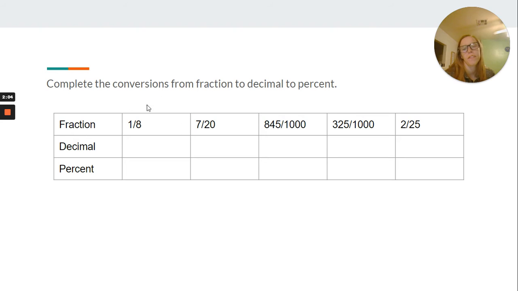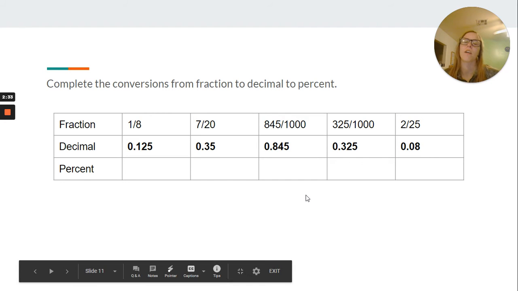But so for the first one, we would take 1 divided by 8. You're always taking the top number divided by the bottom number. So in this case, with a fraction, take the numerator divided by the denominator. And we're going to get 0.125 for our decimal. Okay? Then we continue to the next. 7 over 20 is 0.35. 845 over 1,000 is 0.845. 325 over 1,000 is 0.325, and 2 over 25 is 0.08.